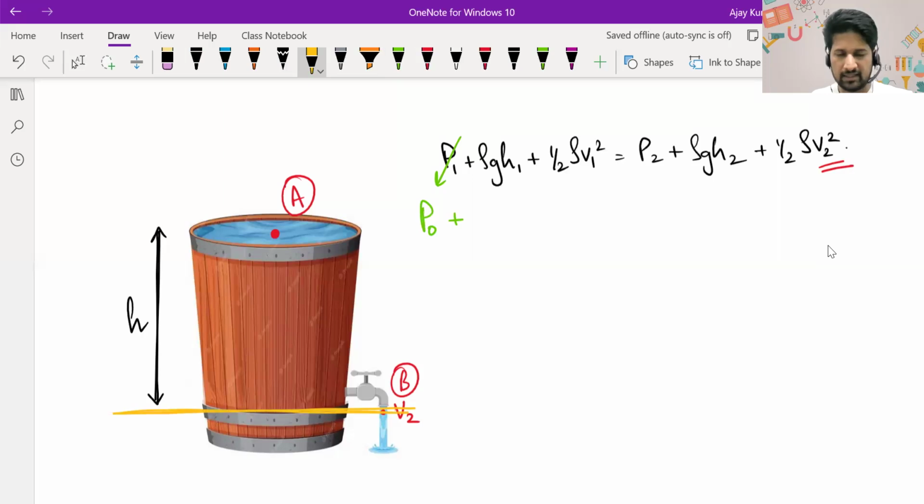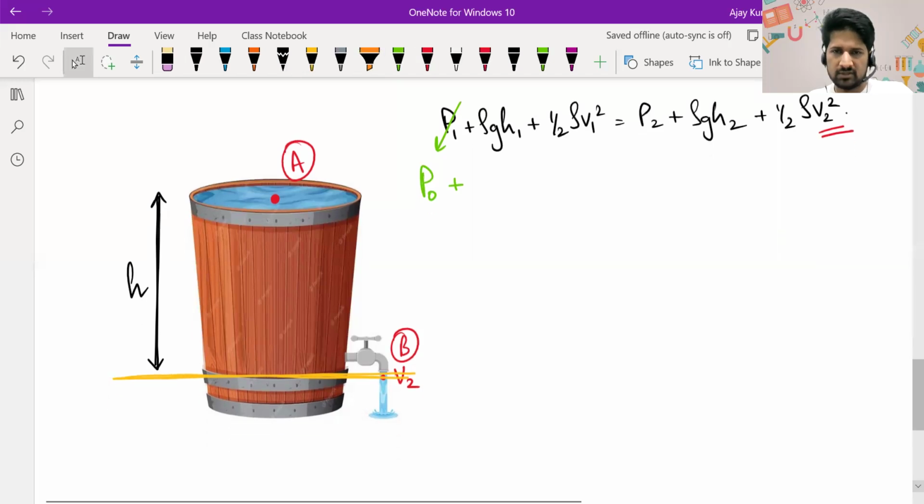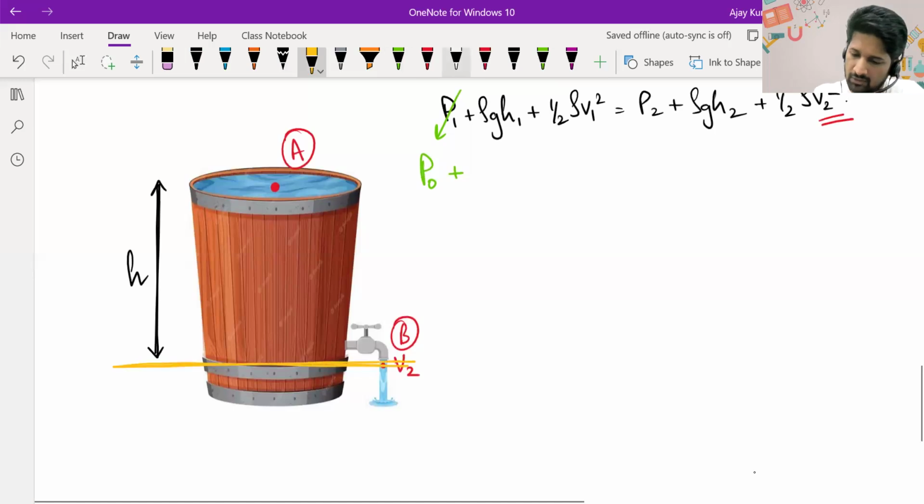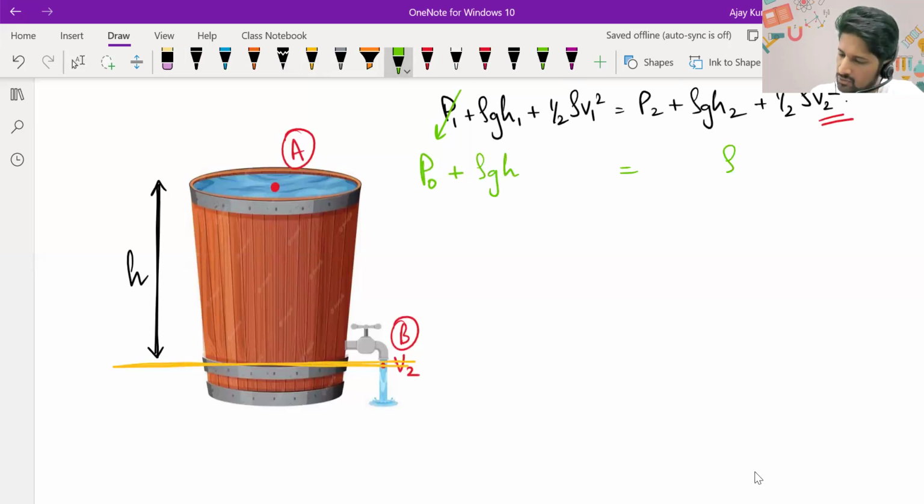That level I'll take as a reference. I can take it anywhere else also. Okay, I'll show you both the approaches simultaneously. It won't make much difference. If you take this level as the reference, the height of the first point will be h itself. So h1 will become h. And on the other side, h2 will become 0, because water is coming out of the tap at the reference level itself. So that h2 will become 0 if you take it like this.